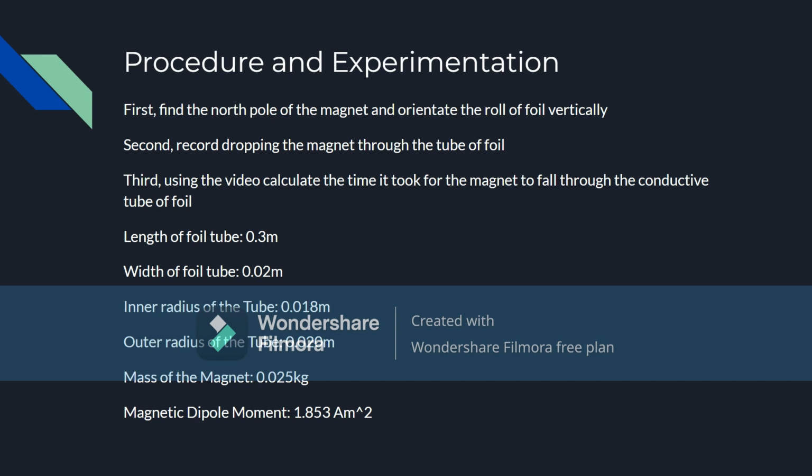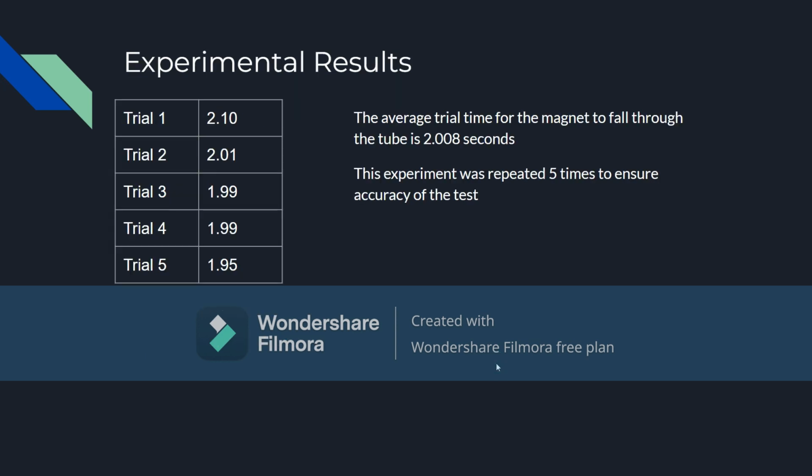For my experiment, my length of foil was 0.3 meters, the width was 0.02 meters, the inner radius was 0.018 meters, and the outer radius was 0.020 meters. The mass of the magnet was 0.0225 kilograms. The magnetic dipole moment was 1.853 meters squared.